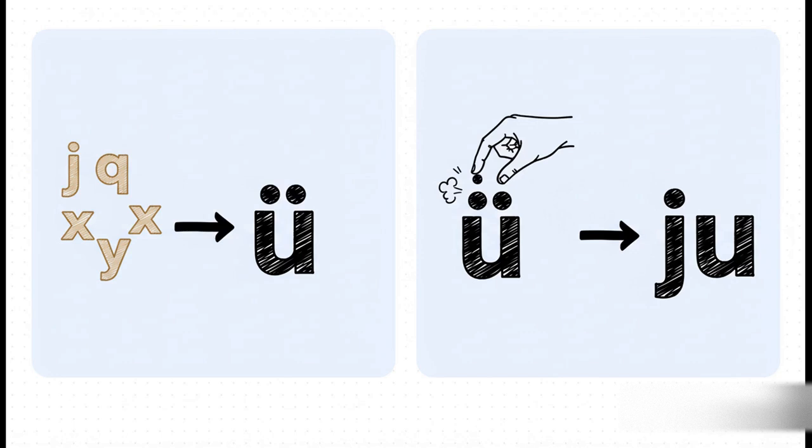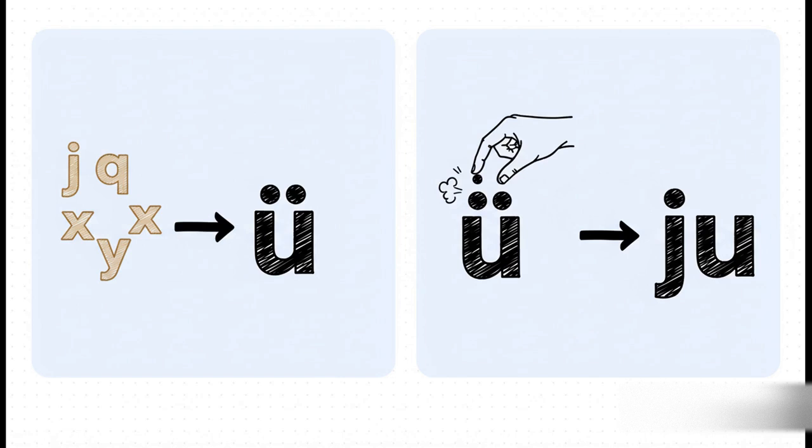Now this next one is a big one that trips up a lot of people, the ü sound. To make this sound, try this with me. Say ee, and then, without moving your tongue at all, round your lips like you're going to whistle. That's the sound, ü. Now, the special rule is this. When that ü sound follows the letters J, Q, X, or Y, you drop the two dots when you write it. So even though you see ju, you have to remember to say jü.